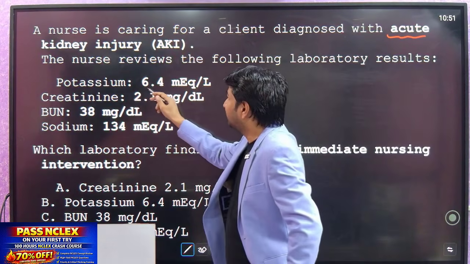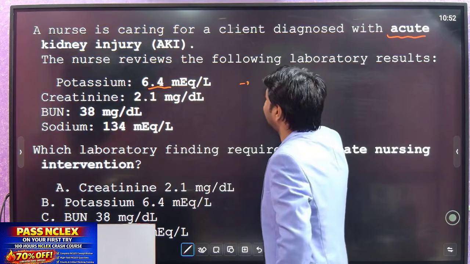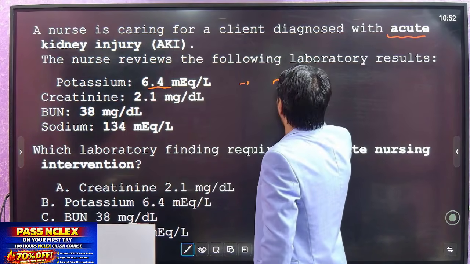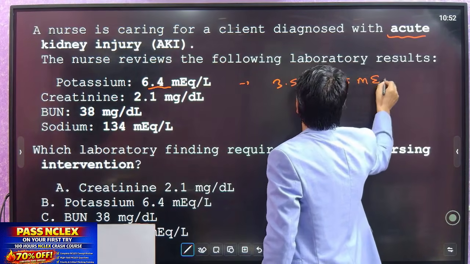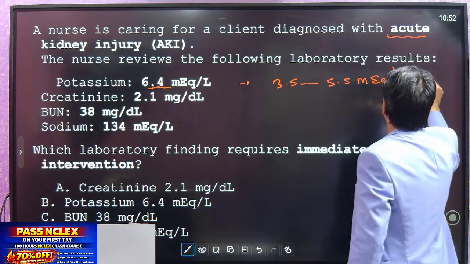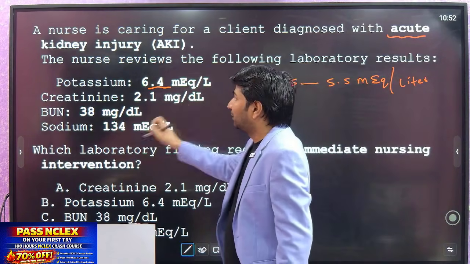So in that, the potassium is 6.4 milliequivalents. This means it's a bit elevated because the normal range we have is 3.5 to 5.5 milliequivalents per liter. So this means the potassium is high here, which is hyperkalemia.